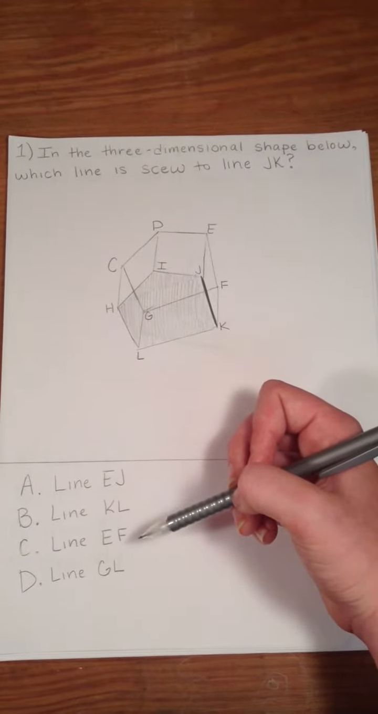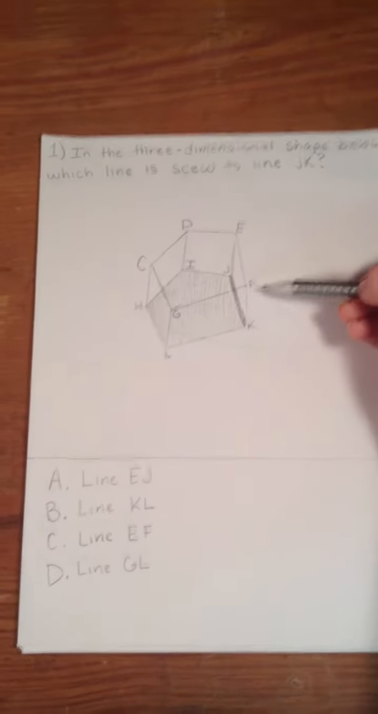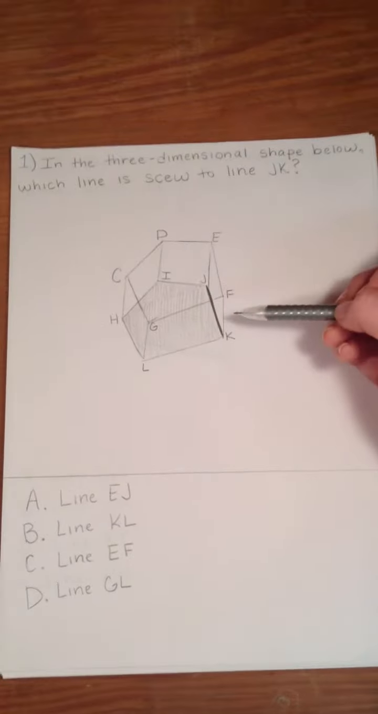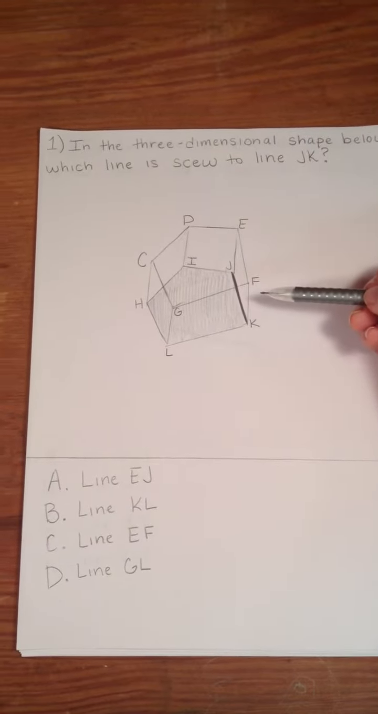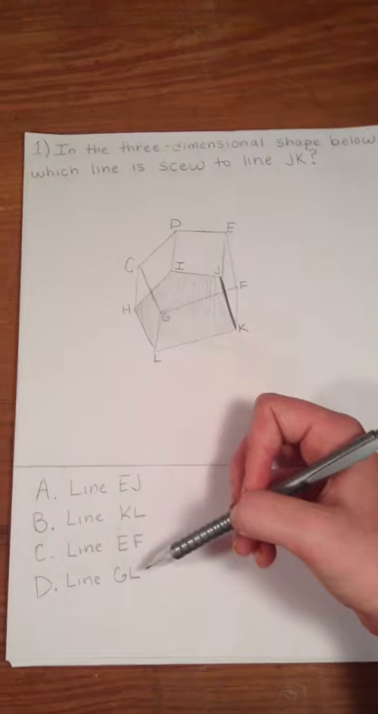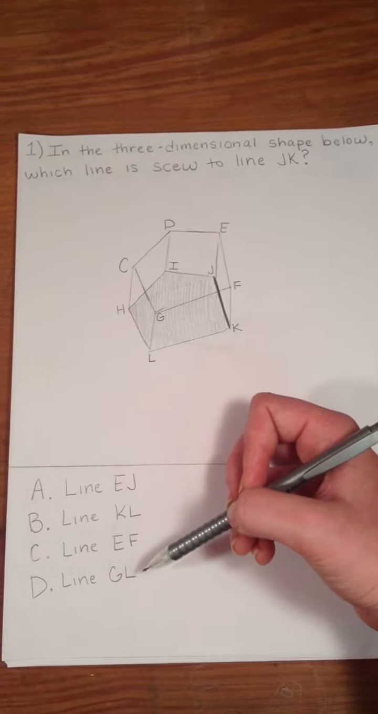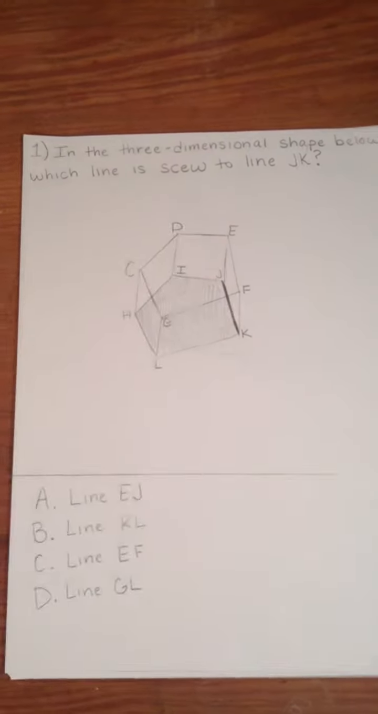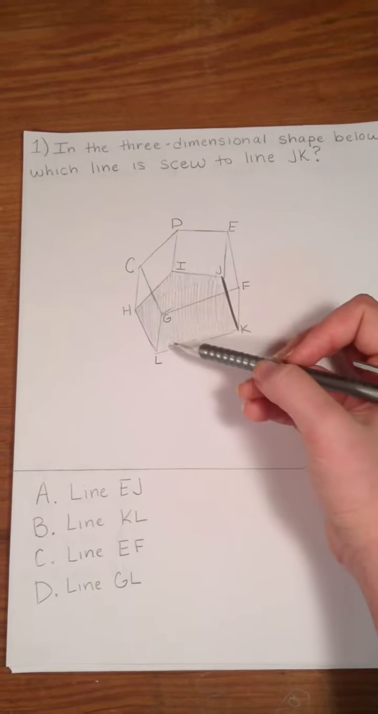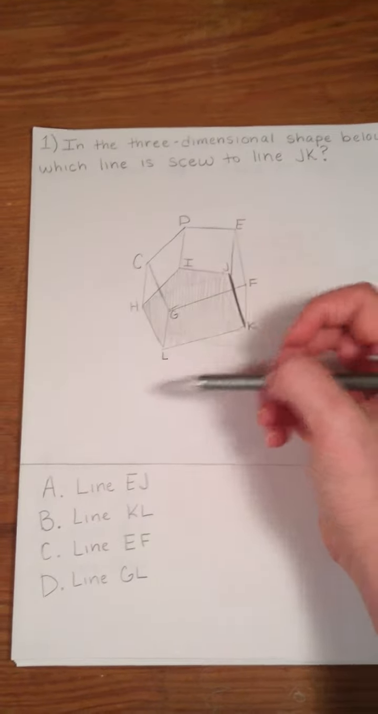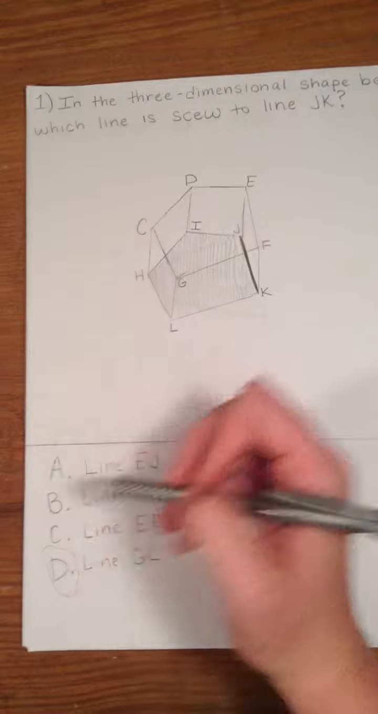Choice C is line EF. We'll see that EF isn't touching JK, but it's going in the same direction, so it's parallel, not skew. Then we're left with choice D, which is line GL. We'll see that GL isn't touching, and it's not going in the same direction as line JK, so that's why D is the answer to number 1.